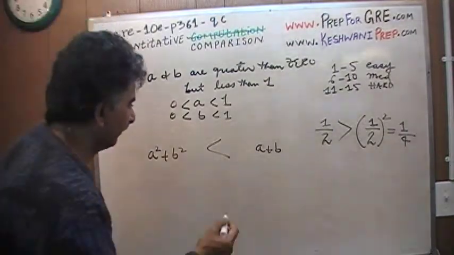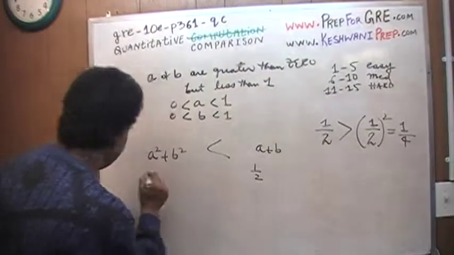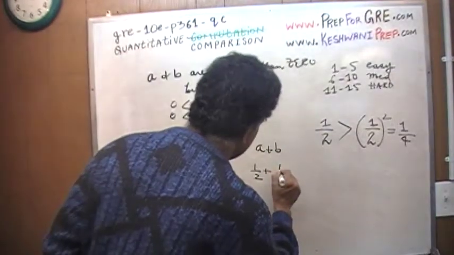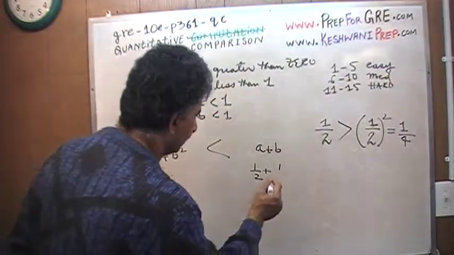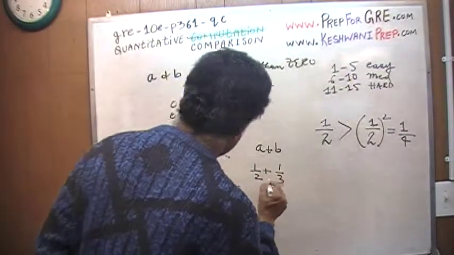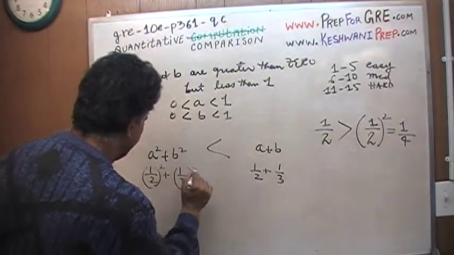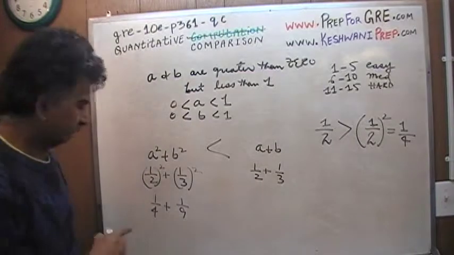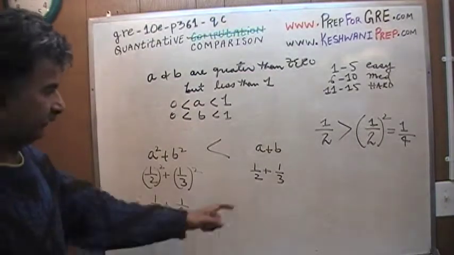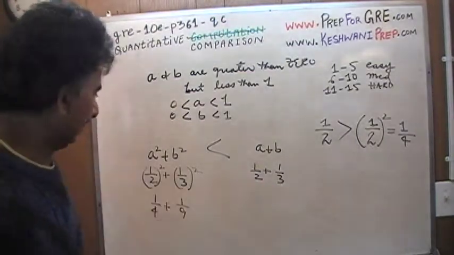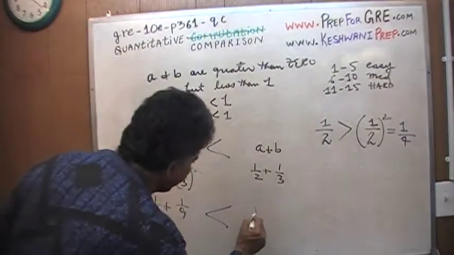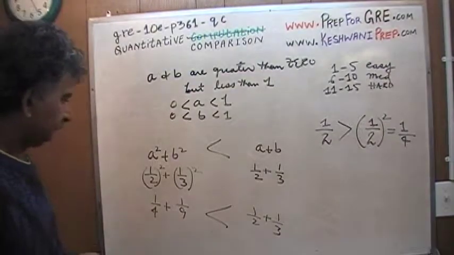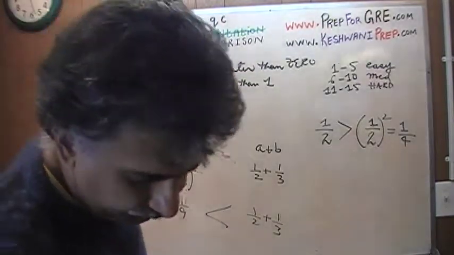If you plug in half for A, this is going to be half squared, and let's plug in a third for B. So here we end up with 1/4 plus 1/9. Of course, that is going to be less than 1/2 plus 1/3. That's all there is. There's not much to do here.